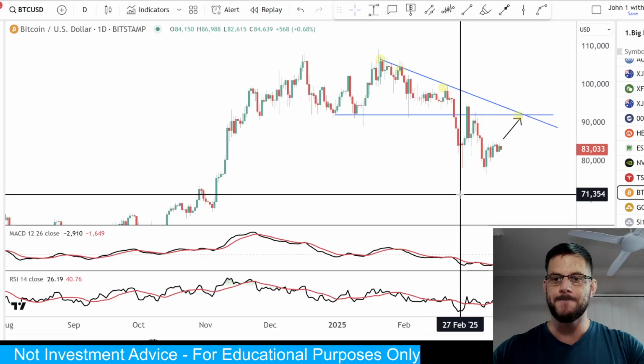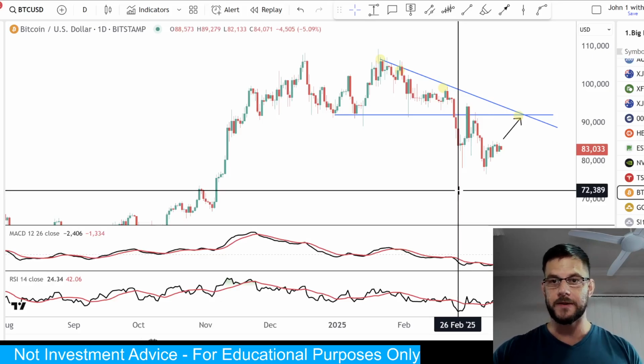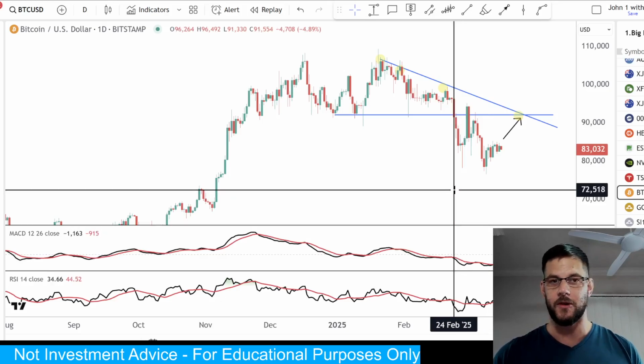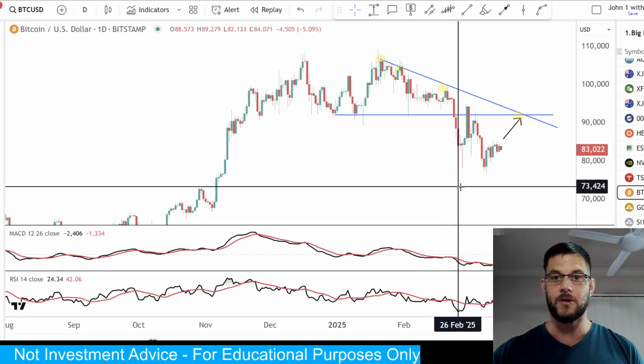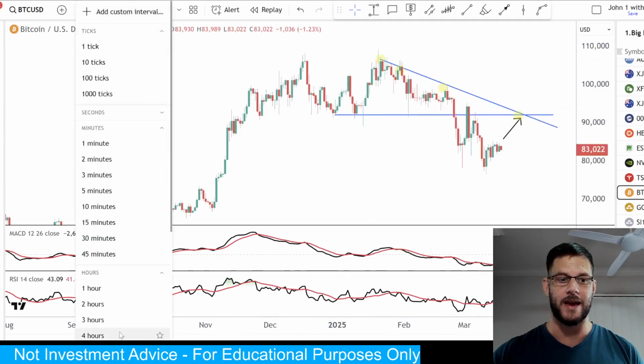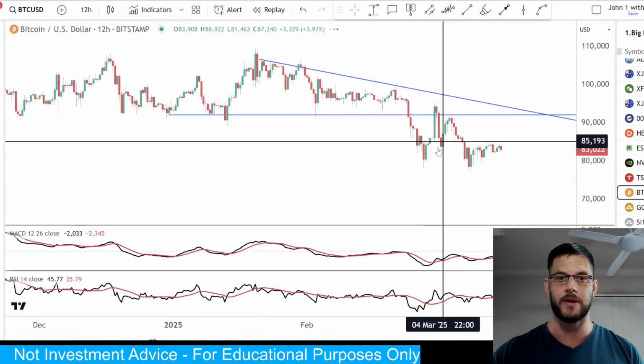So some interesting charting principles there. I hope that whether you learned something or you just reinforced some things you already knew, the Bitcoin chart certainly is very interesting on the daily, on the 12-hour candlesticks.